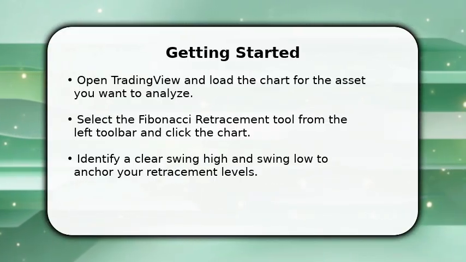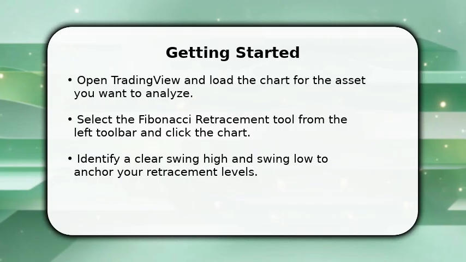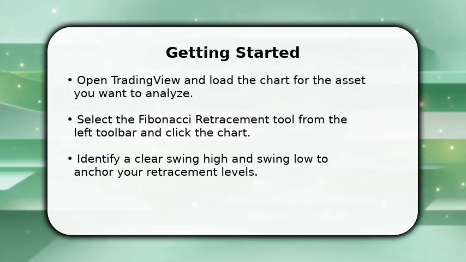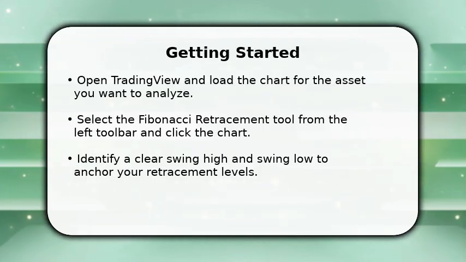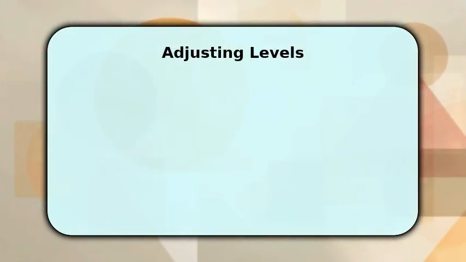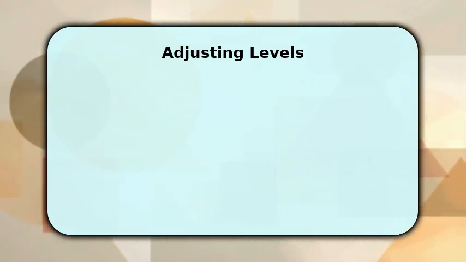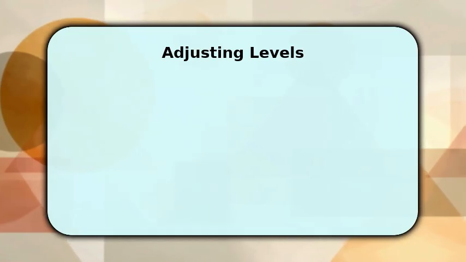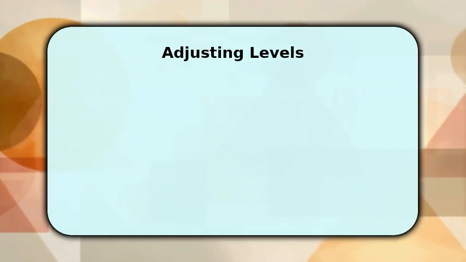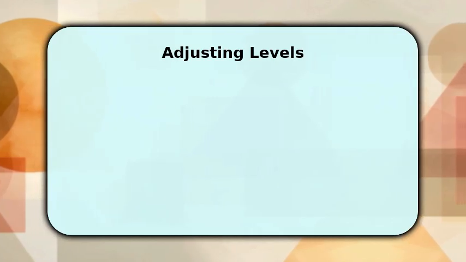Use the 61.8%, 50%, and 38.2% zones as primary areas to watch for entries, exits, and confirmations. Open the Fibonacci tool settings to fine-tune which retracement percentages are shown and how they appear. Toggle levels such as 23.6% or 78.6% on or off based on the asset and your time frame.